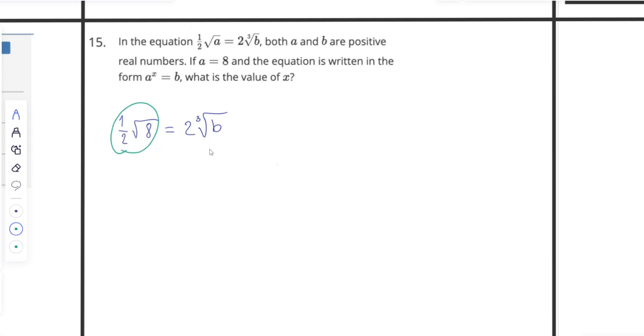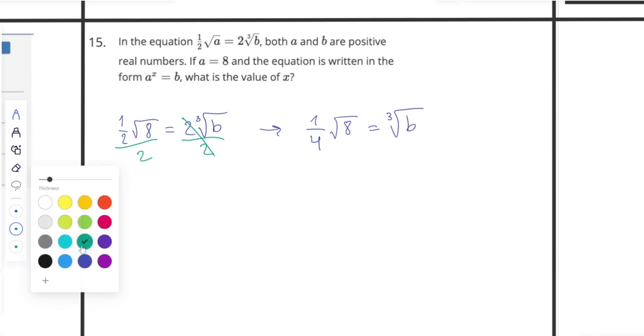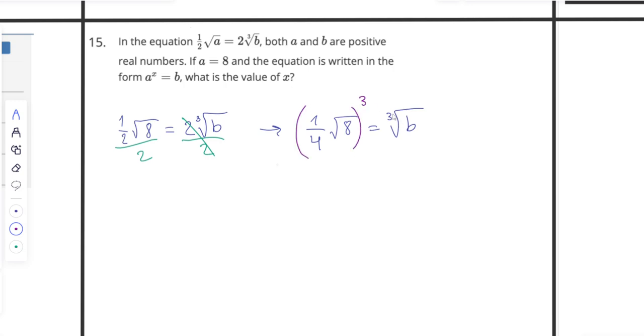Let's first start by dividing everything by 2, as that will get me 1 over 4 times the square root of 8 is equal to cube root of b. And then the next thing I can do is raise everything to the third power to cancel out the cube root. And that'll give me 1 over 4 cubed. I'm going to convert this 8 into a fractional exponent, so 8 to the power of 3 halves, and that's equal to b.